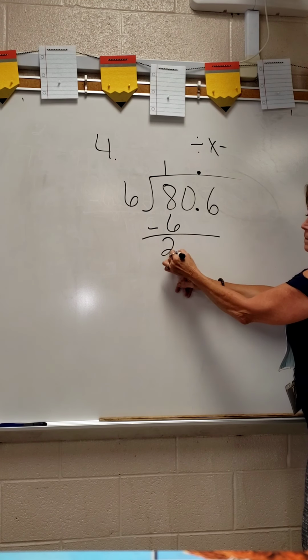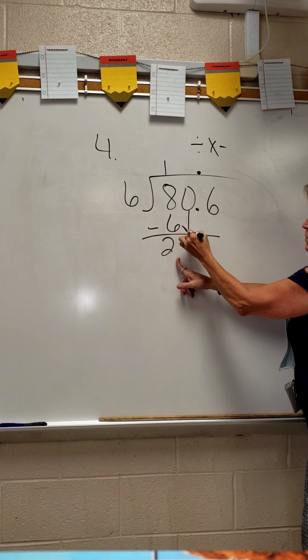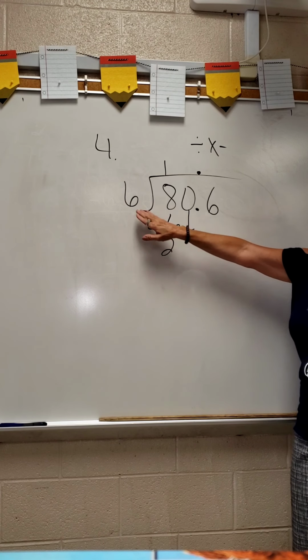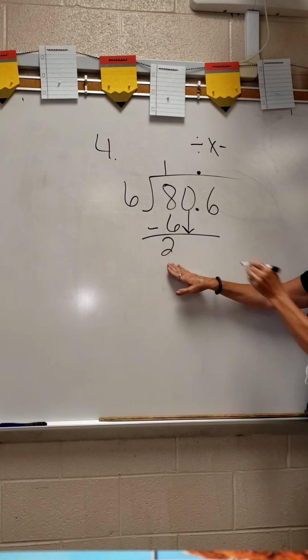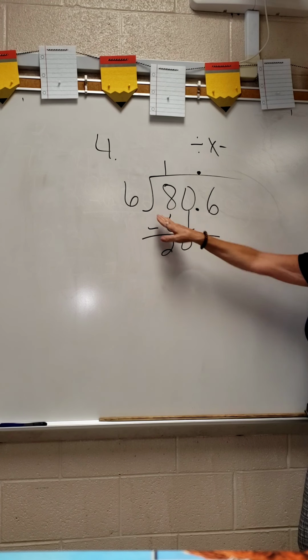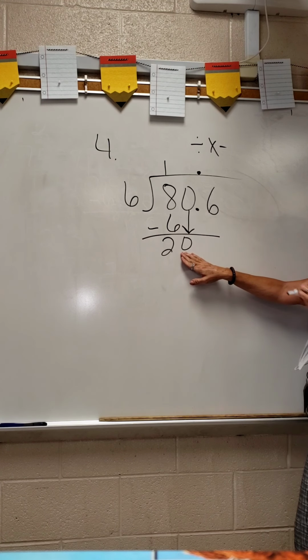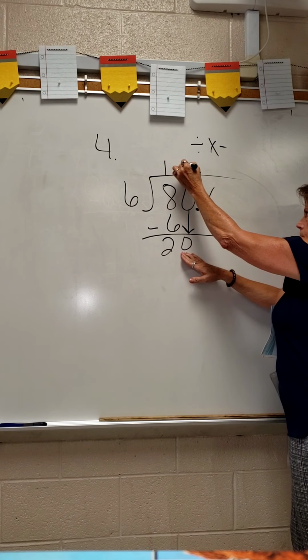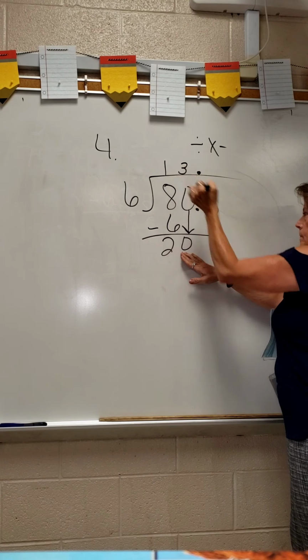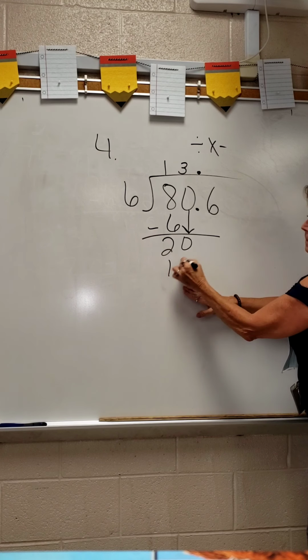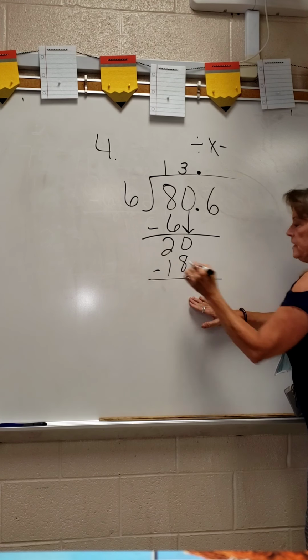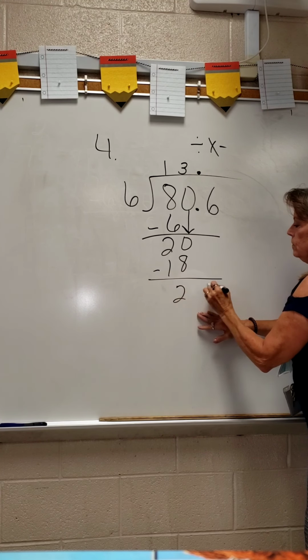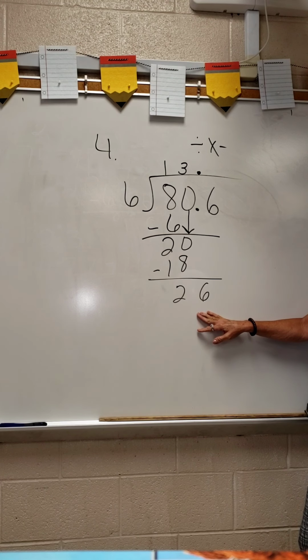2. Now what? You bring the 0 down. Remember, this number here, when you subtract, must be smaller than what you divided by. Okay, bring down the 0. How many times will 6 go into 20? 3. Where do I put the 3? Behind the 1. In front of the decimal. Okay, 6 times 3? 18. You subtract. 2. Keep going. 26. 6 goes into 26 4 times.